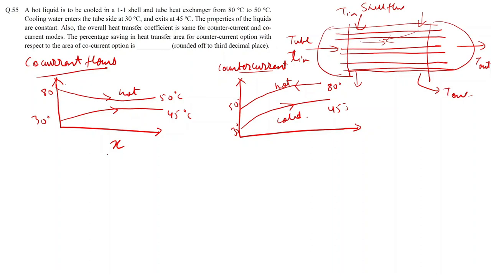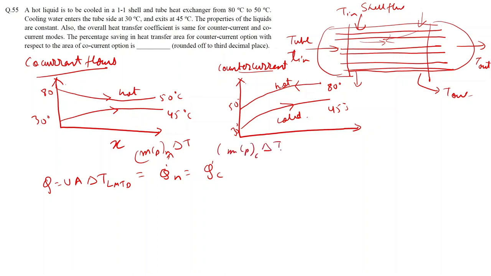So for both of these fluids, the heat exchange, usually from the energy balance, we can write that Q is given as UA delta T LMTD, and this will equal QH, that is heat exchanged by the hot fluid, or QC, where QH can be written as m Cp of hot fluid into delta T. For cold fluid, you can similarly write it as m Cp of cold fluid into delta T. So ultimately, we have to calculate this log mean temperature difference and then equate all these equations.